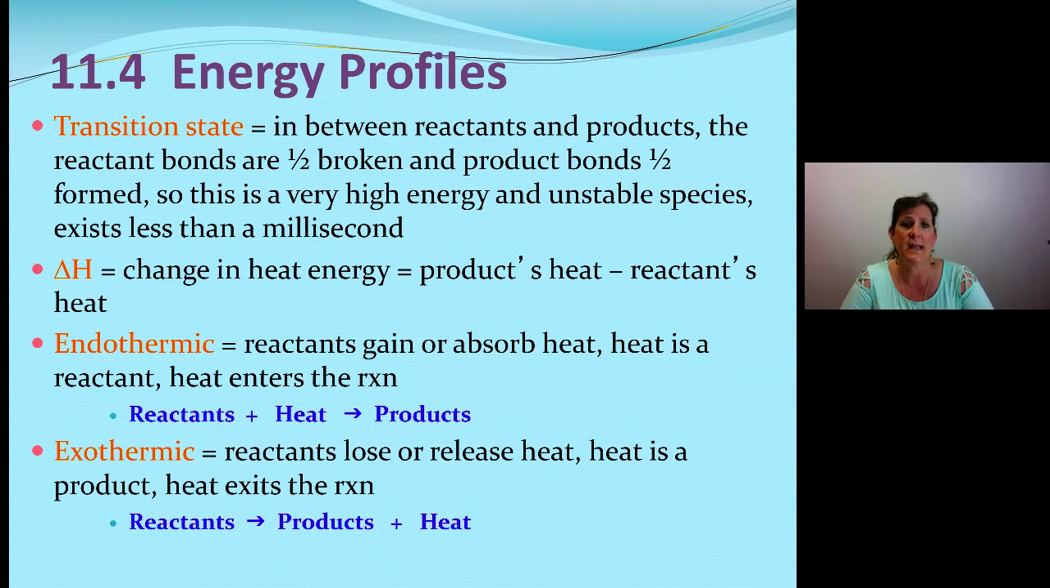One, the transition state. That again is in between the reactants and the products. It's where the reactant bonds are halfway broken and the new product bonds are forming, so half formed. Half bonds is very unstable, so this is a very high energy unstable species. It exists for less than a millisecond. Again, you can't stop here.